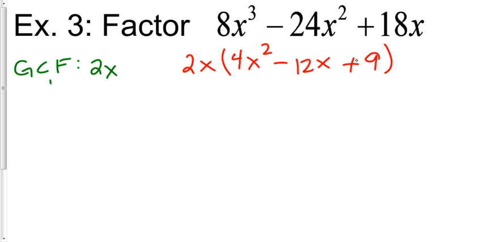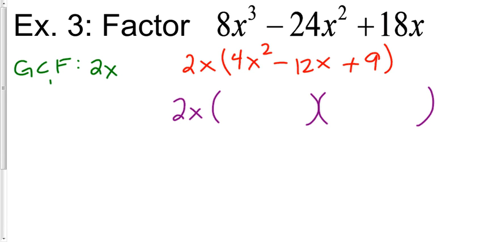Now, it is possible that what I have in parentheses could factor one more time. I've got a trinomial, 4x squared minus 12x plus 9. We need to think about, I guess, reverse FOIL here and see if this will factor again. So the 2x can hang out in front, but my question is, will this trinomial split?